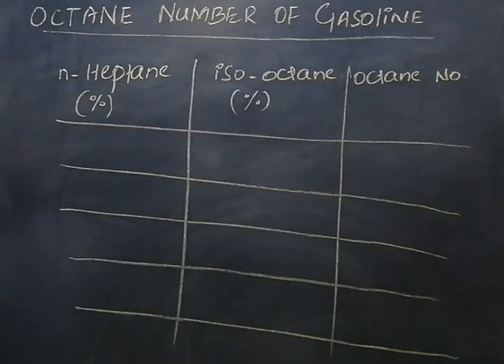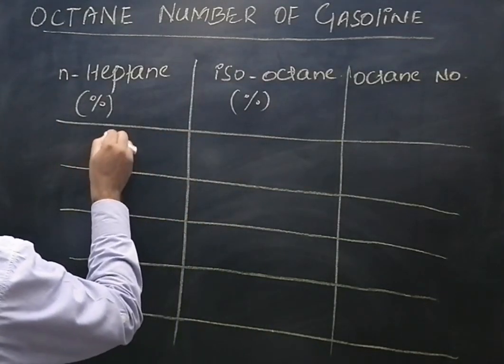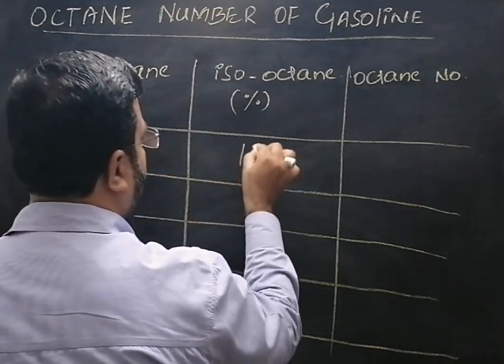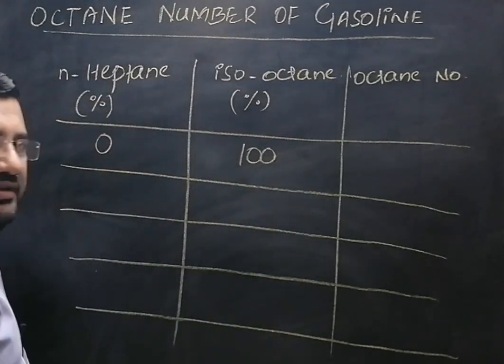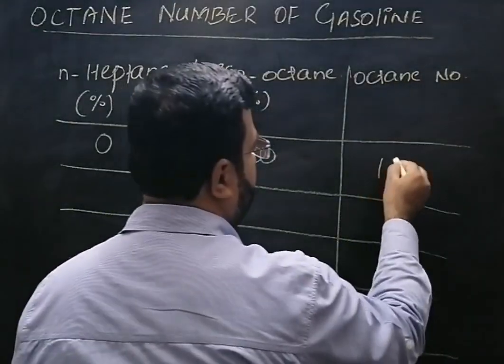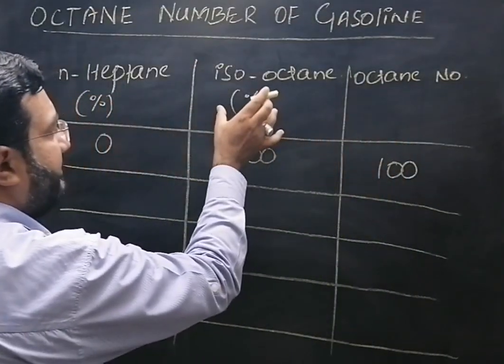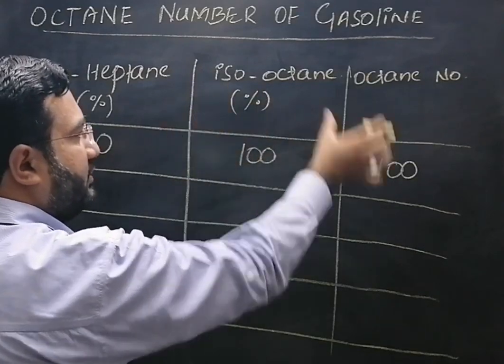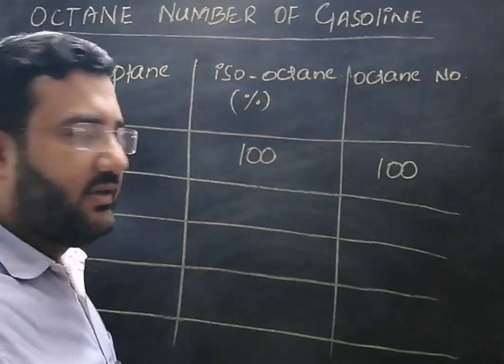Suppose that we prepare a mixture in which normal heptane is 0% and isooctane is 100%. What will be the octane number of this reference fuel? Its octane number will be equal to 100. The percentage of isooctane in that reference fuel is actually the octane number.